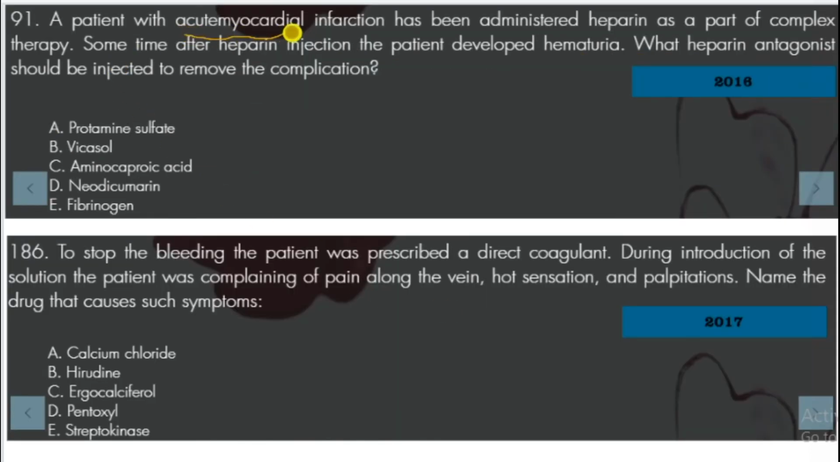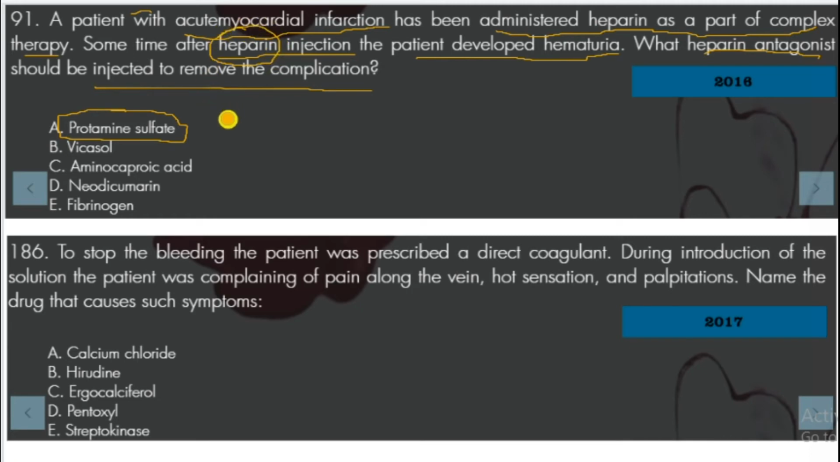A patient with acute myocardial infarction has been administered heparin as a part of complex therapy. Sometime after heparin injection, the patient developed hematuria. What heparin antagonist should be injected to remove the complication? We said protamine sulfate has the anti-heparin effect because it has active sulfhydryl groups. Protamine sulfate has sulfhydryl groups. It can bind with heparin.